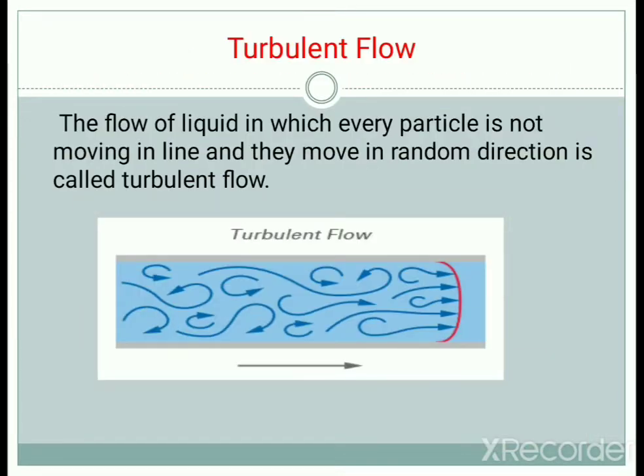Now the second type of flow is turbulent flow. The flow of the liquid in which every particle is not moving in line and they move in random directions is called turbulent flow. It's exactly opposite to the laminar flow. In laminar flow, all particles move in line, while in turbulent flow, the particles are not in line, they are moving randomly. So that flow is called turbulent flow.